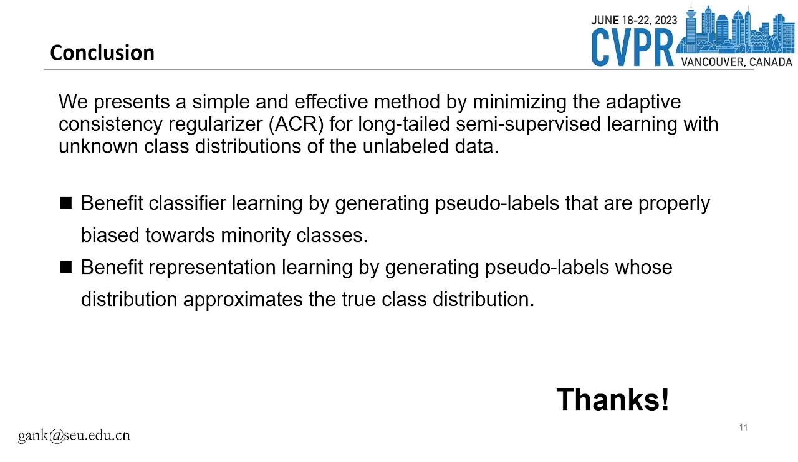In conclusion, we present a simple and effective method, minimizing the adaptive consistency regularizer, for long-tail semi-supervised learning with unknown class distribution of unlabeled data.